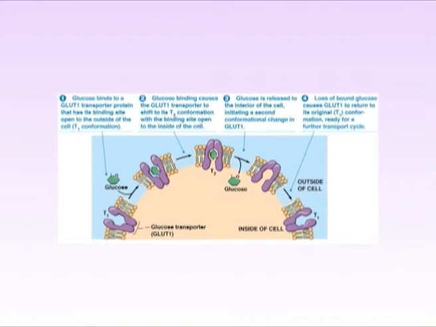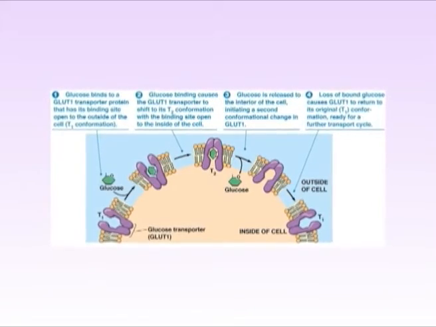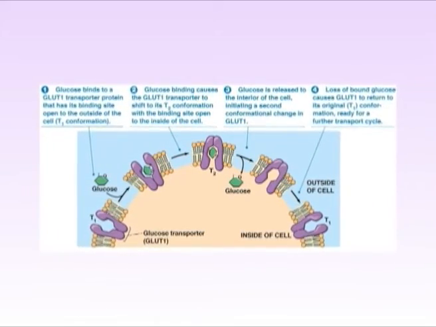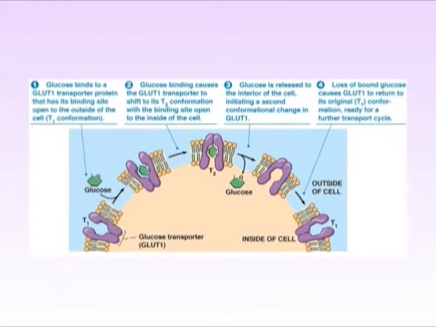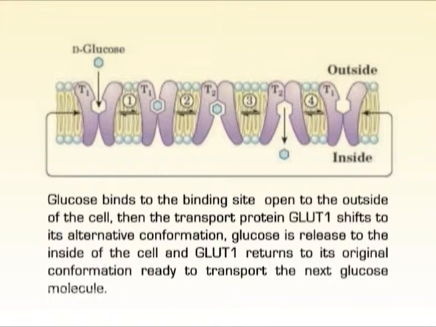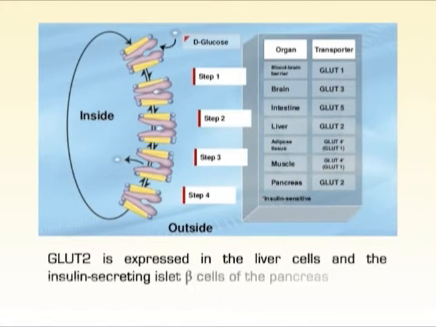The following diagram depicts the sequence of events occurring during the unidirectional transport of glucose from the cell exterior inward to the cytosol. Glucose binds to the binding site open to the outside of the cell. Then the transport protein GLUT1 shifts to its alternative conformation. Glucose is released to the inside of the cell and the GLUT1 protein returns to its original conformation, ready to transport the next glucose molecule. GLUT2 is expressed in the liver cells and the insulin-secreting islet beta cells of the pancreas.